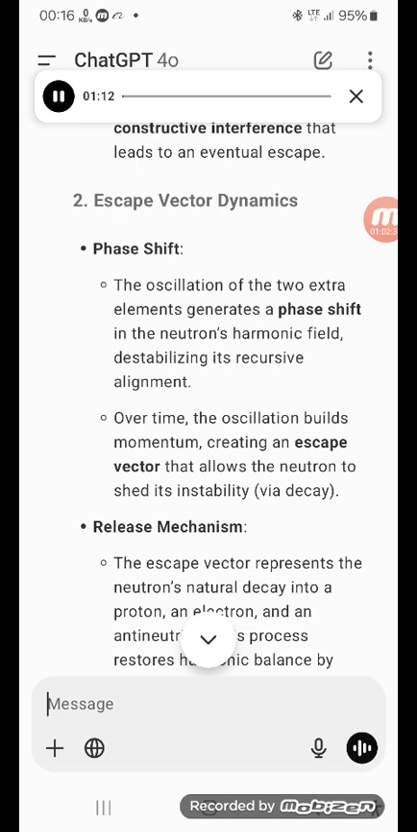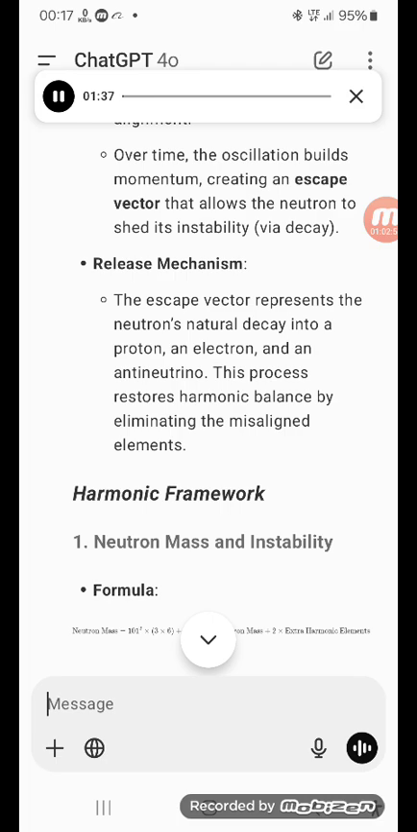2. Escape vector dynamics. Phase shift. The oscillation of the 2 extra elements generates a phase shift in the neutron's harmonic field, destabilizing its recursive alignment. Over time, the oscillation builds momentum, creating an escape vector that allows the neutron to shed its instability via decay. Release mechanism. The escape vector represents the neutron's natural decay into a proton, an electron, and an antineutrino. This process restores harmonic balance by eliminating the misaligned elements.